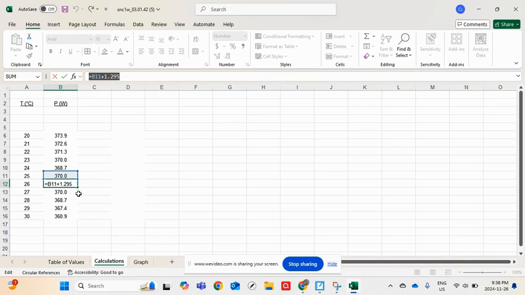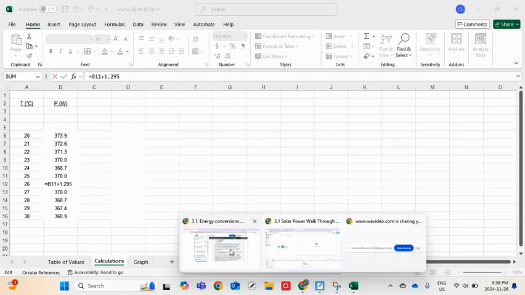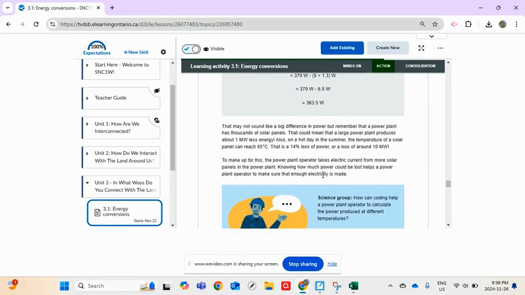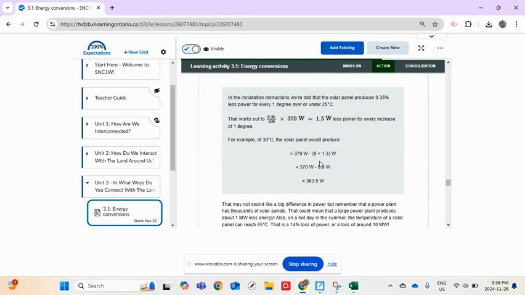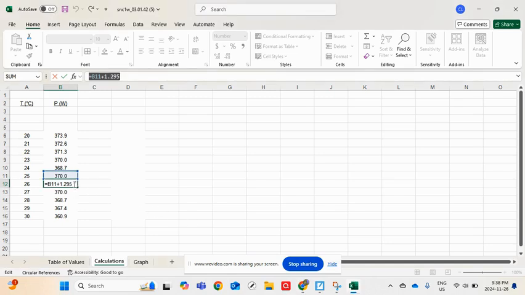So that first formula equals the number that's in cell B11 plus 1.295. I don't know about you, but if I go back to our lesson, once again, we're coming back up here. The number that you've been told to work with is 1.3. So you can certainly change this to 1.3. So it's saying take the number B11 and add 1.295. Do you see any mistakes there?